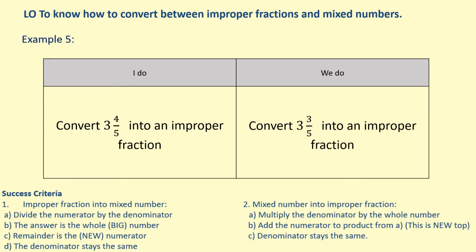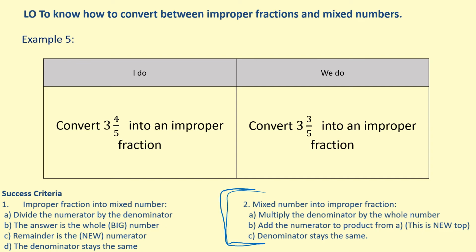Okay, so now we are going to be converting the other way around. So we will have already a mixed number and we will convert it into improper fraction. So let's start with this example. So convert 3 and 4/5 into an improper fraction. So now we are looking at the second set of success criteria. A mixed number into improper fraction.